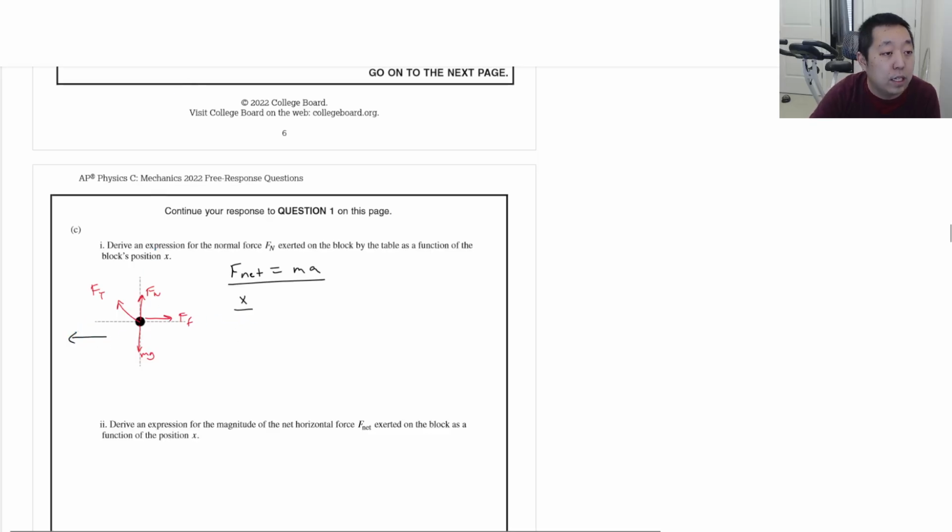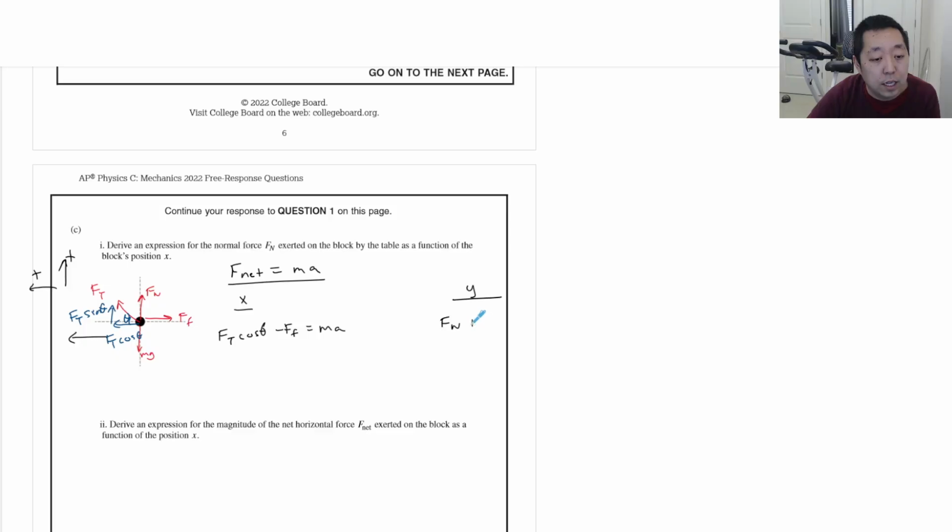So we have to decompose Ft into its constituent components. This is Ft cosine theta. This is Ft sine theta, because this angle here is theta. So in the x direction, we're going to say Ft cosine theta minus force of friction equals ma, and it is accelerating probably to the left. And in the y direction, we're going to say Fn. Let's say up is positive, left is positive. Then Fn is positive, Ft sine theta is also positive, and then mg is negative, it's downward. So Fn would equal mg minus Ft sine theta.